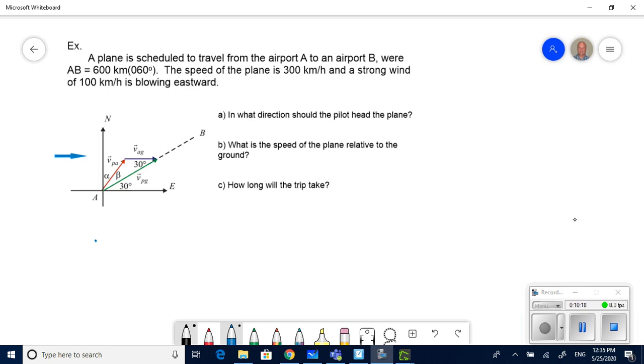So for A, I'm going to do a sine law just on this small vector system here. That'll be the sine of beta over 100, that's my corresponding vector across that side, and that's going to equal the sine of 30, the other ratio here across from 300.